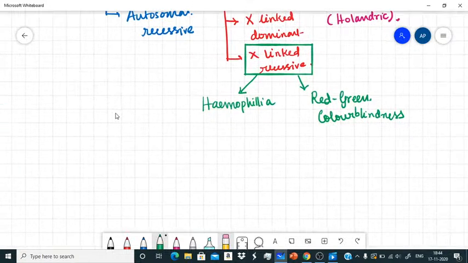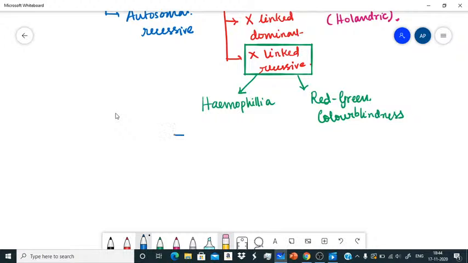This is what you are supposed to remember: deficiency of clotting factor 8 and or 9. We do not have details of clotting factors in our syllabus. Just remember that clotting factors are always written in Roman numerals, we do not use English numerals for them. So deficiency of clotting factor 8 or clotting factor 9 or both leads to a bleeding disorder known as hemophilia.